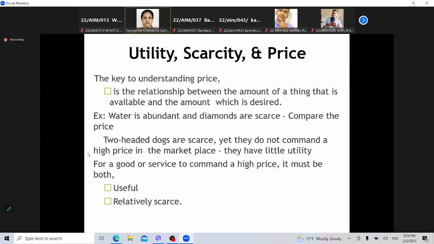So I think up to now all understood: utility, scarcity, and prices. Though they are high prices, if they don't have utility or usefulness, it's no use. Sometimes scarcity gives value and high prices, but if it is not useful, we don't want to have it. So we have to keep in mind the difference between utility, scarcity, and price, and how to incorporate these things with our normal resources. Let me record this. Okay, it's going on. I think you can easily understand utility, scarcity, and prices.